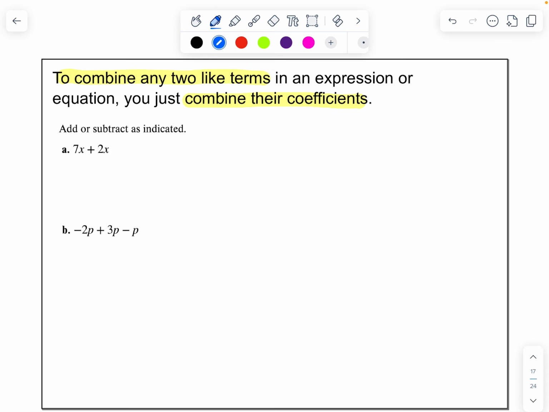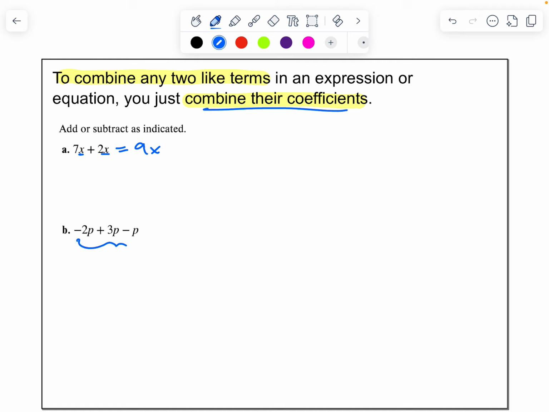To combine like terms, all you're going to do is combine their coefficients. So these two are like terms, right? 7x and 2x, they both just have an x. When you combine them, 7 plus 2 equals 9. And the variable and exponent stays the same when we're combining like terms. It's just an x. Since we started with x's, we're just going to have more or less of those same things, a different amount of the same type of thing. 7 apples and 2 apples makes 9 apples.